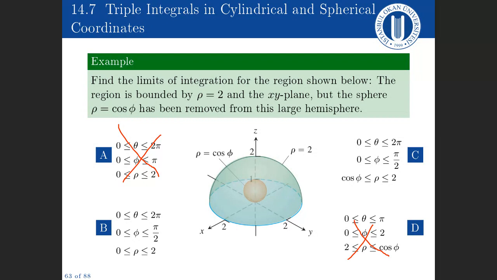So far we have 4 people voting B and 4 people voting C. I can tell you that 4 of you were correct. The correct answer is C.